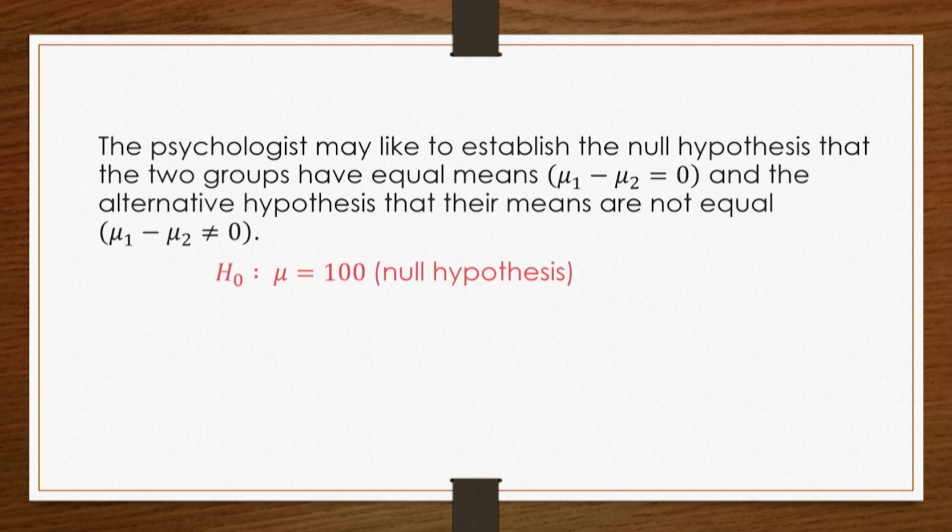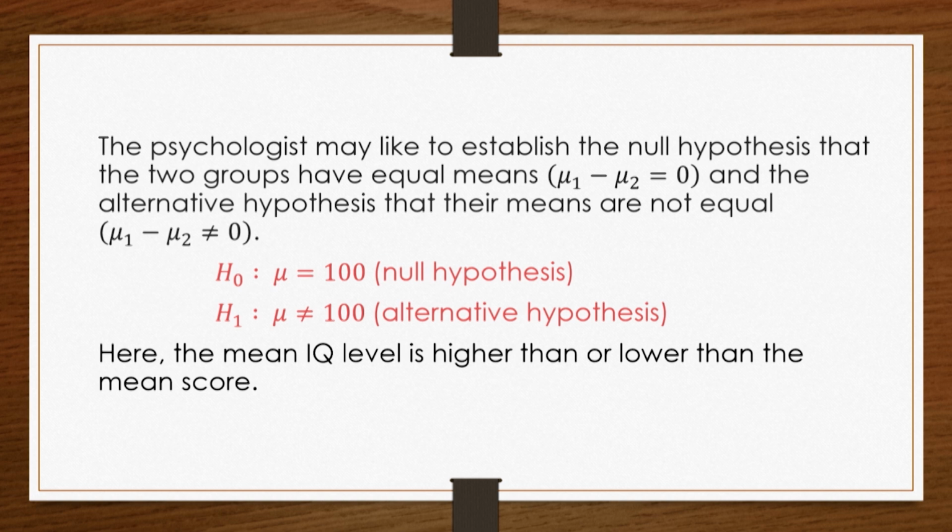Here H0: mu is 100, which is called the null hypothesis, and H1, the alternative hypothesis, is mu not equal to 100. Here one can take mu less than 100 or mu greater than 100 for the alternative hypothesis. It depends upon the researcher. Here the mean IQ level is higher than or lower than the mean score that we fixed for the alternative hypothesis.